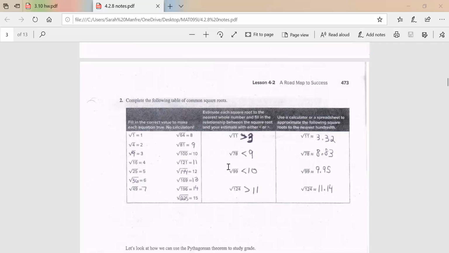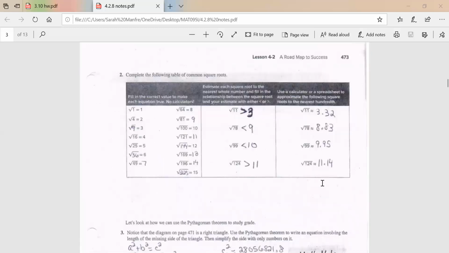Okay, and then the square root of 99 is less than 10, square root of 124 is greater than 11. I would try those, make sure you can get those on your own. Now, this next section is saying use a calculator to get your final answer. So just put in the calculator square root 11 and you'll get approximately 3.32. It's going to be some other number, but it says here round to the nearest hundredth. So that's why I did 2 decimal places for each of these. So just make sure you check those. Make sure that you understand the rounding portion as well. And if not, let me know.